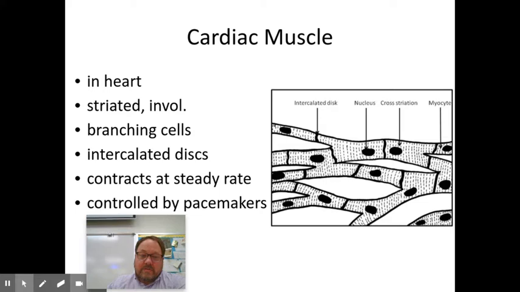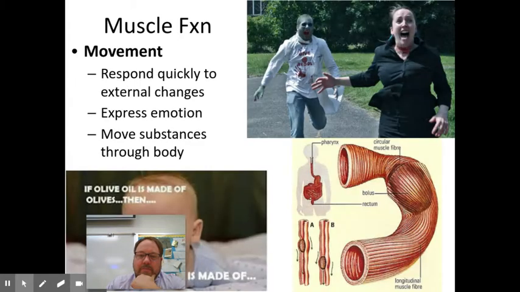In terms of the contractions, the cardiac muscle is autocontractile. It'll actually contract on its own without signals from the nervous system, and we can say it contracts at a steady, rhythmic pace. And it is controlled by certain types of cells called pacemaker cells. We'll get into that a lot more in the cardiovascular unit.